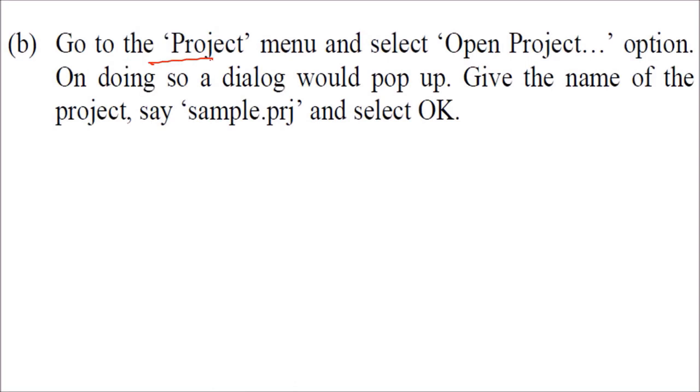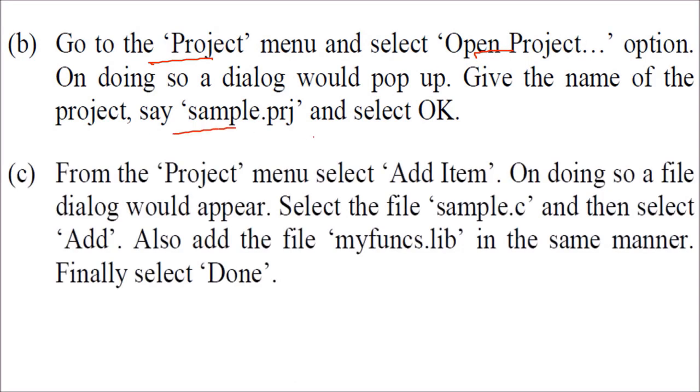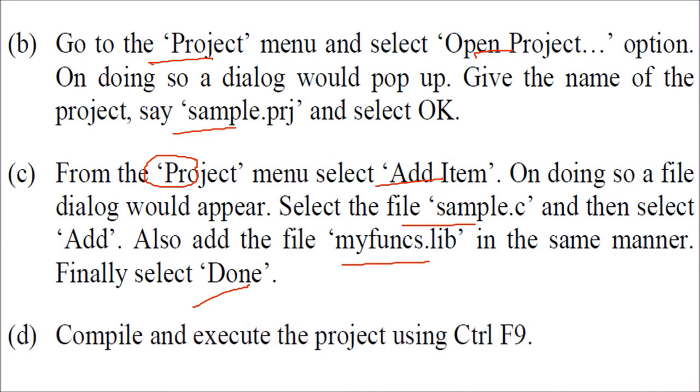After that, you can go to the project menu, select the open project menu, and give the name, say sample.prj. From the project, just select add item, and then in the file dialog, select the file sample.c and select add. Also you can add the file myfuncs.lib in the same manner and just say done. So this is for Turbo C and C++ compiler. If you use VC++, the things will remain the same, only the steps will differ. Just compile and execute the project.